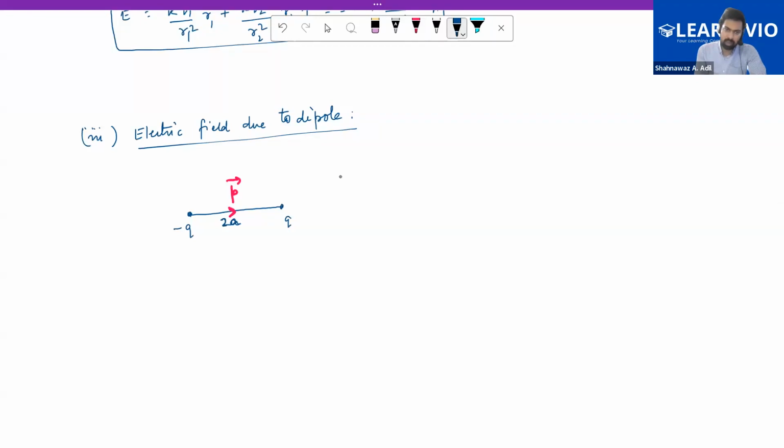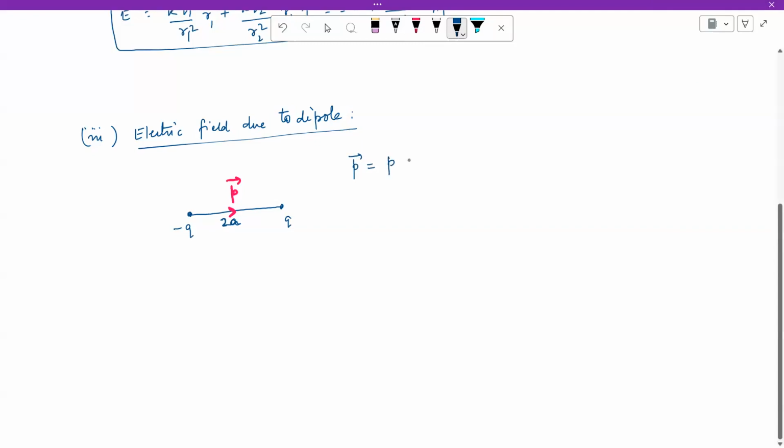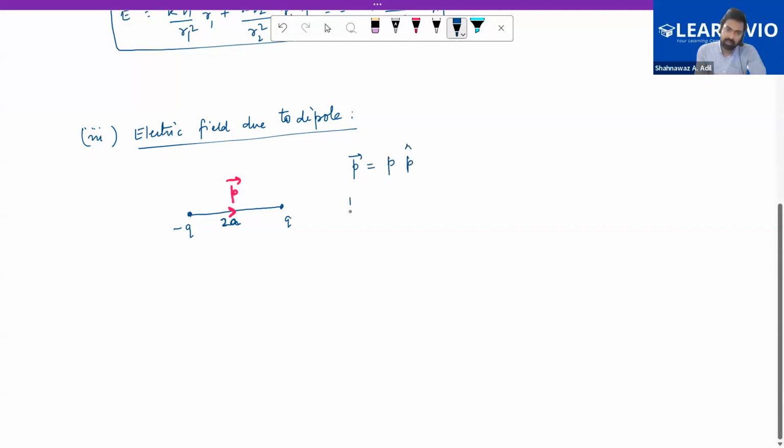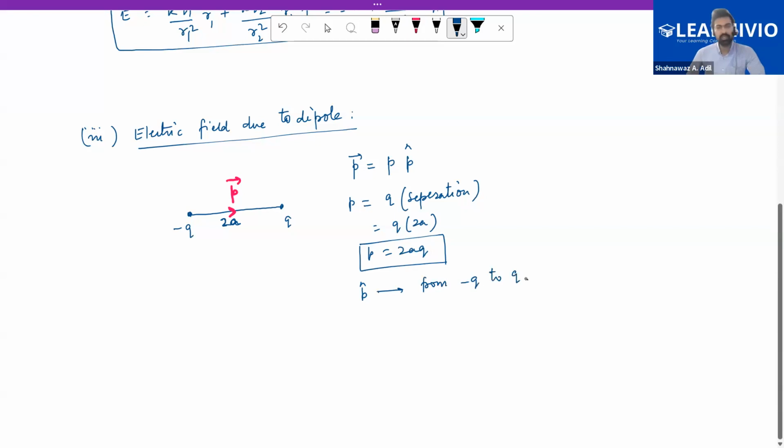So what is the magnitude of this P? This is Q into 2A. The magnitude of this P is simply charge into the separation, so 2A times Q. This is the dipole moment. And what is the direction? The direction is from negative Q to positive Q, always, right?